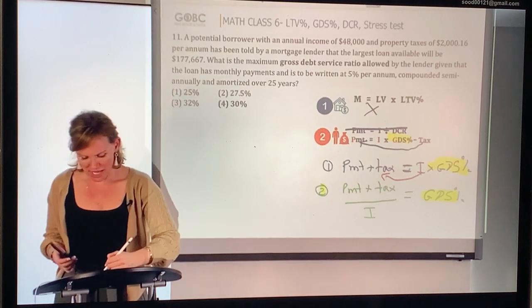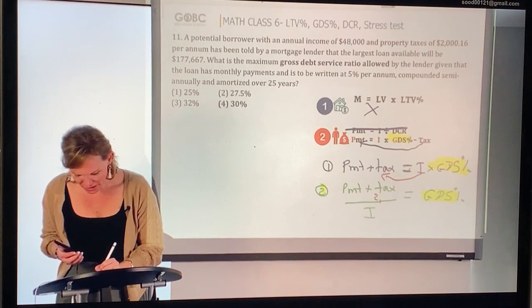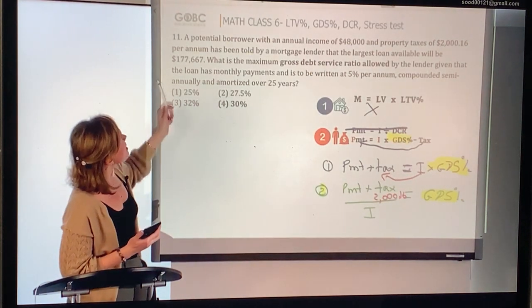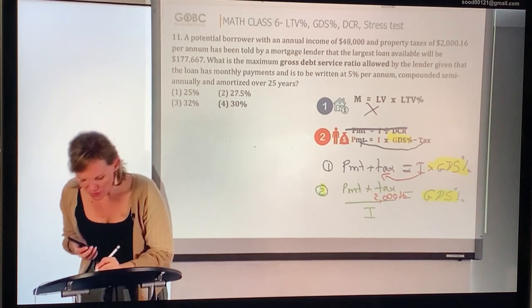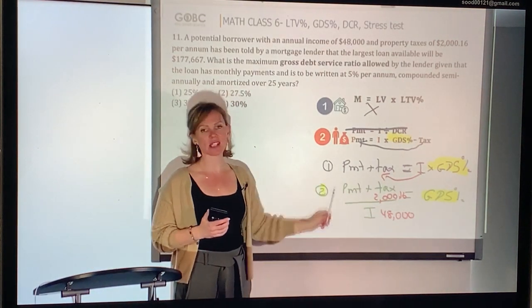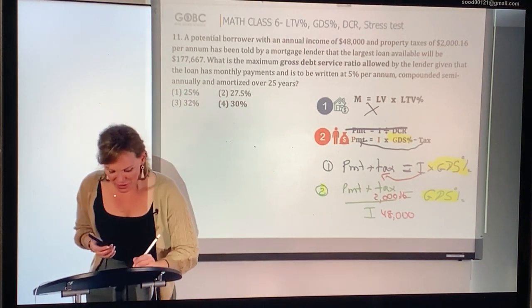Watch out for this. So the taxes right now in this question will be how much? 2016. Taxes are given to me. Income in this question is, where's the income? 48,000. So I'll put that income of 48,000 right here. I have this, but what's missing is my payment. In those questions, this is where you have to find your payment. So how are we going to find the payment?